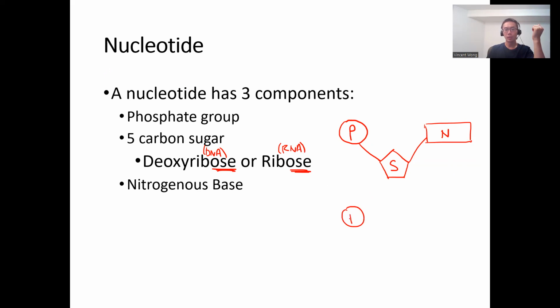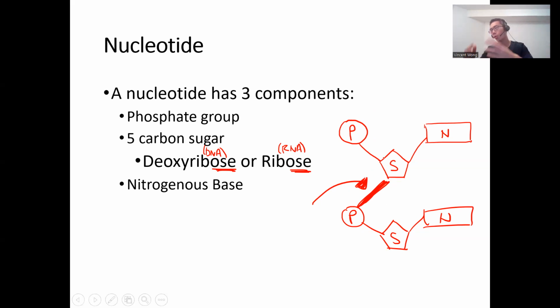Let's draw another nucleotide here. This nucleotide and this nucleotide would form a bond to connect together. After all, this is a polymer, so you need a nucleotide connected to a nucleotide connected to a nucleotide to form a long chain. If you have been listening to me since the beginning, what kind of bond is this called? What kind of bond holds the nucleotides together?